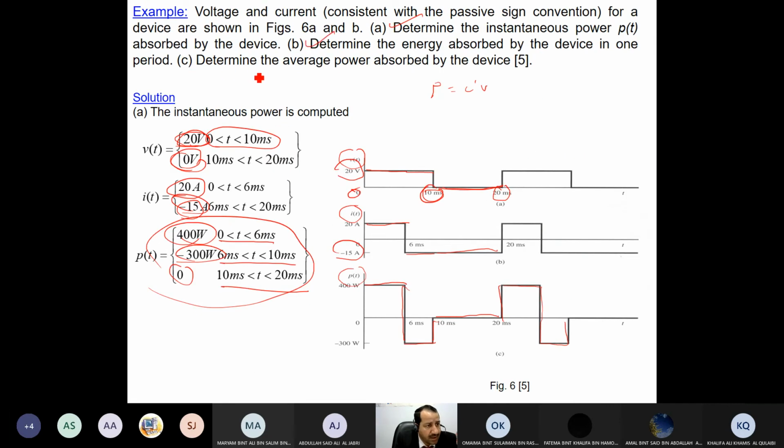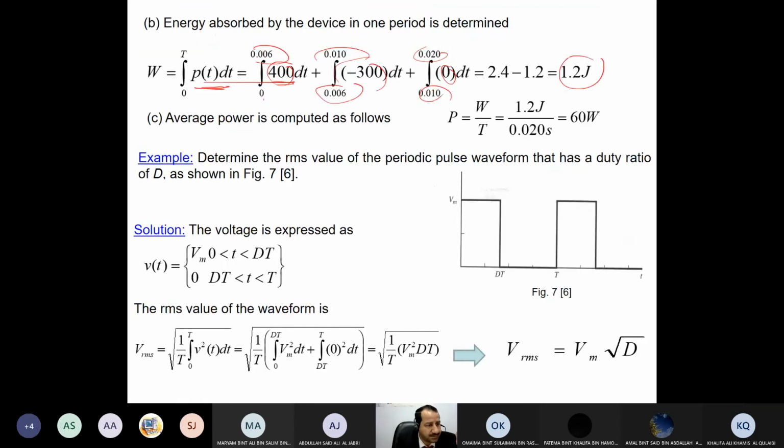The last one is to determine the average power absorbed. Average, I know, it's 1 over T, integration of the function with respect to t. So I just need to integrate, or if I have the energy, I can divide it by the period, which is 20 milliseconds, to get the power directly.